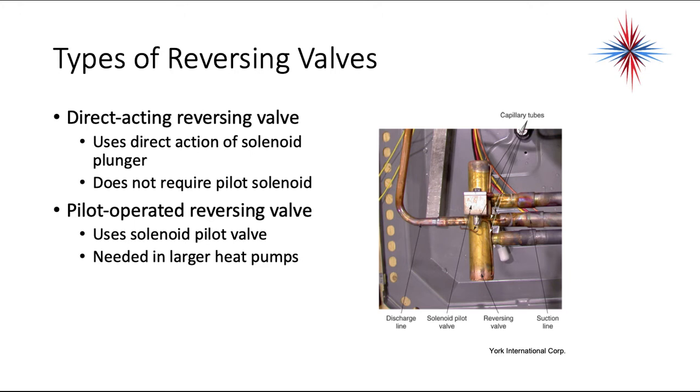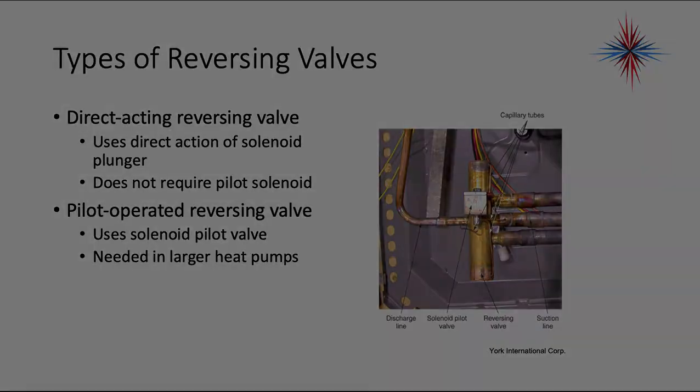You have two types of reversing valves. You have a direct acting reversing valve that uses a direct action of a solenoid plunger and does not require a pilot tube. You also have a pilot operated valve. It uses a solenoid pilot valve and it's needed in larger heat pumps. If you look at the reversing valve and you see a solenoid and then you see little capillary tubes running across it like in this picture, it is a pilot operated reversing valve. It is very rare these days to see a direct acting reversing valve.